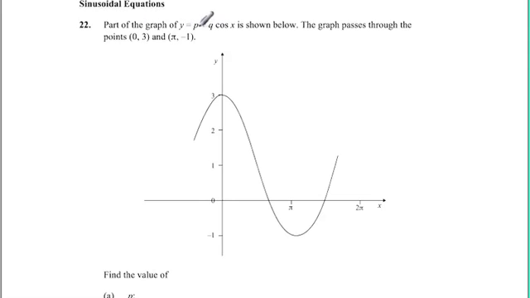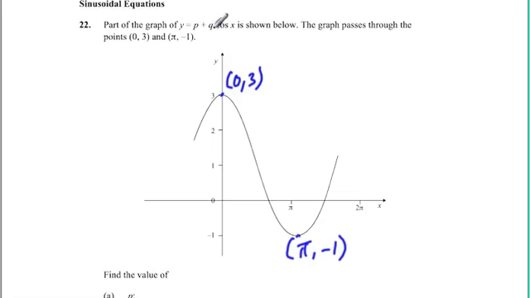Part of the graph of y equals p plus q cos x is shown below. The graph passes through points (0, 3) and (pi, negative 1). So a good idea is to plot those points. That's (0, 3), and then there's another point, (pi, negative 1), which should be right here. All right, so find the value of p and q.